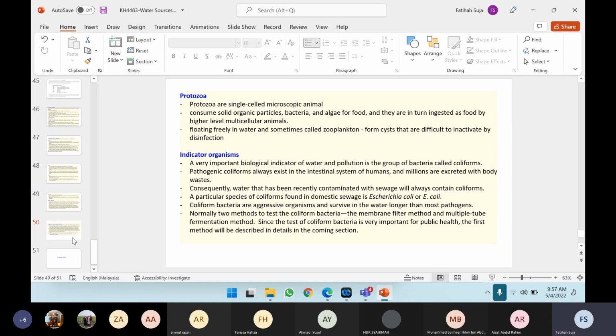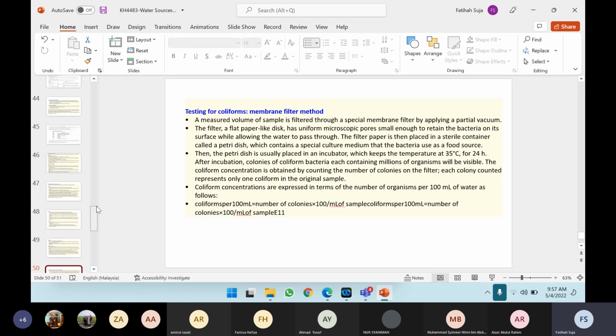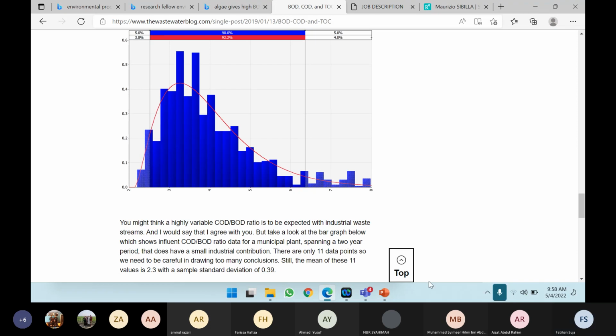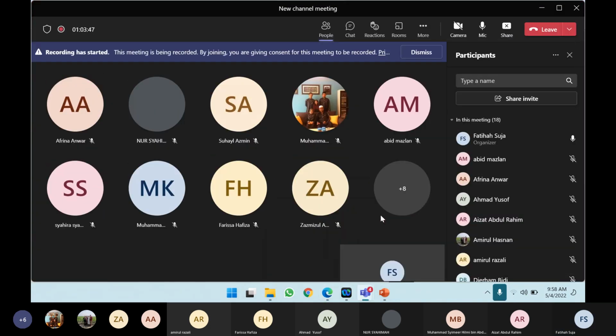Okay, students, then we finish with this slide on water sources and water quality. Actually, I thought that I would have time to continue with the regulations, but I think I'll do it together with our first lesson on treatment units next Monday. Okay, any questions from you, students? Any questions?